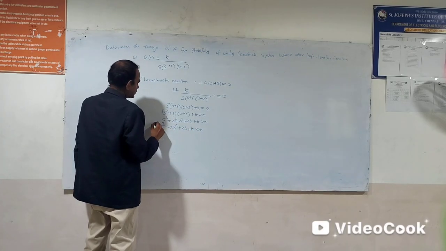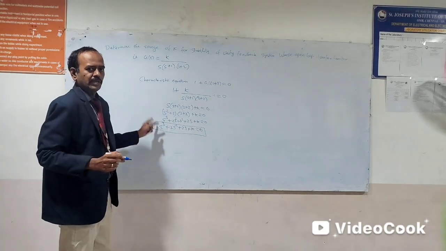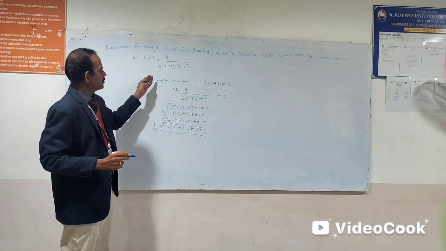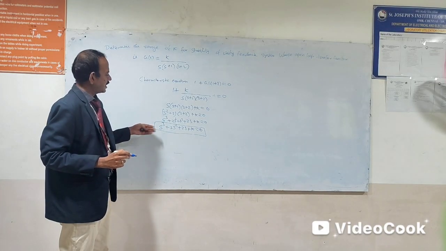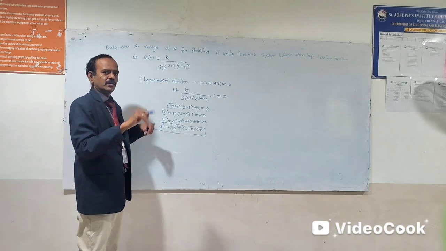So this is the characteristic equation we obtained. Using this you are going to form the Routh array. In this problem they gave the open loop transfer function. From this, with unity feedback, we got the characteristic equation. Now, with the same procedure, we are going to form the Routh array.